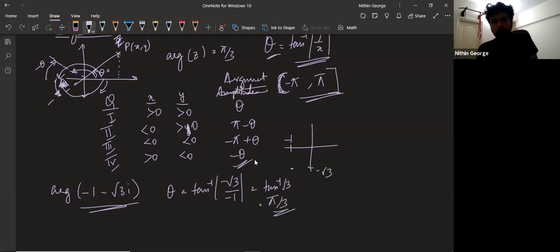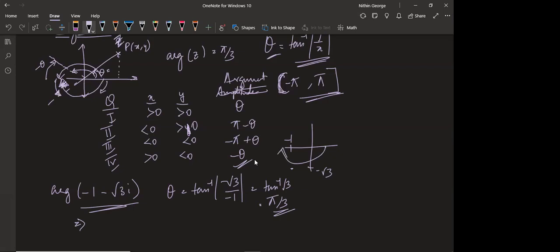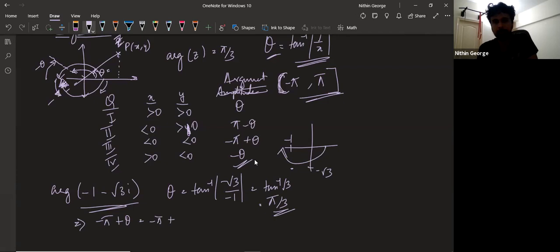Now, my argument answer would be what? It's in the third quadrant. So it's minus pi plus theta. So it becomes minus pi plus pi by 3, which is minus 2 pi by 3. Are you getting this?